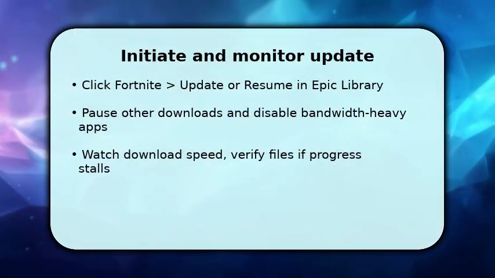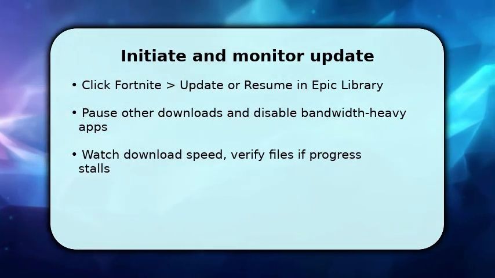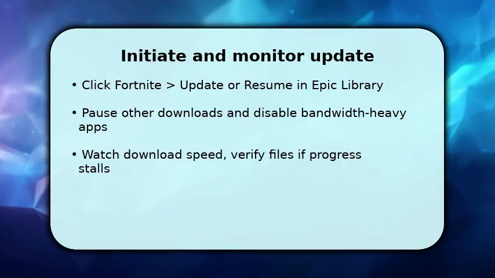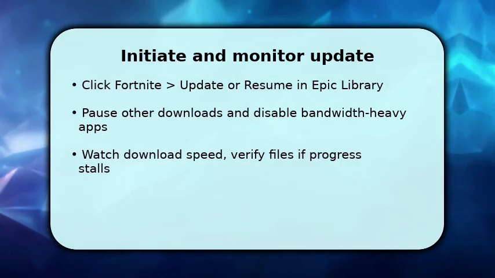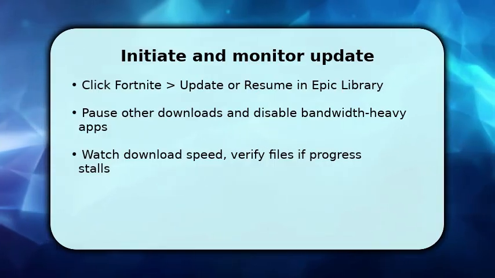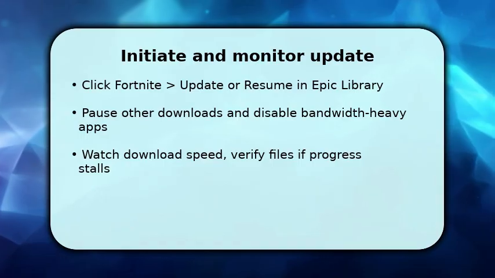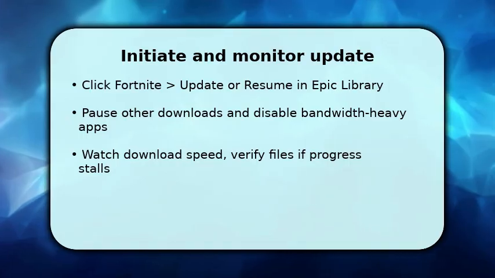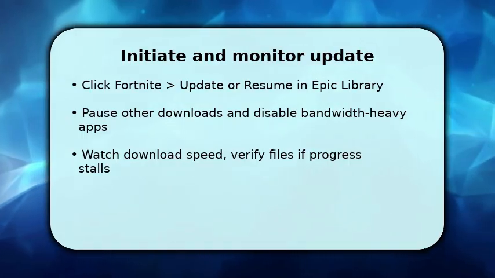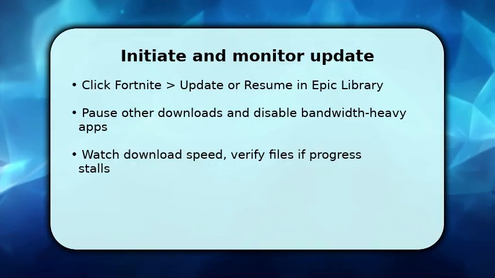You click Fortnite in Library and hit Update or Resume. Epic will fetch patch files. While it downloads, pause other launcher downloads and close streaming apps to free bandwidth and CPU. This speeds patching and reduces verification errors. If the download seems slow, switch to a wired connection or restart the router. Make sure Epic isn't set to limit bandwidth in settings.